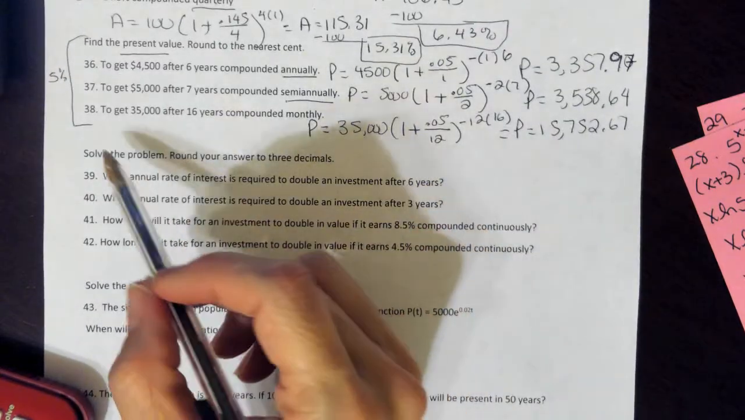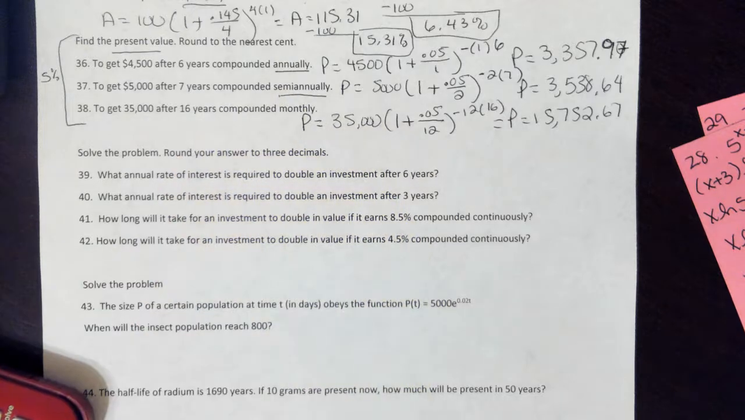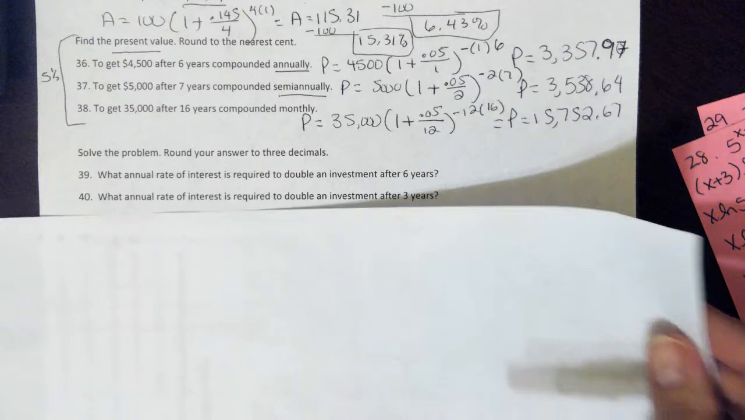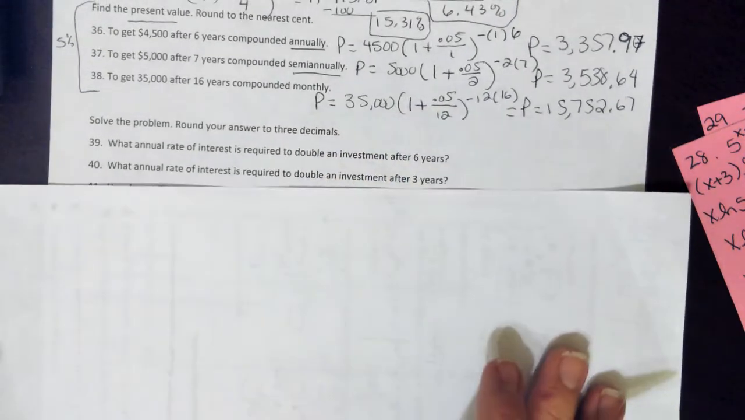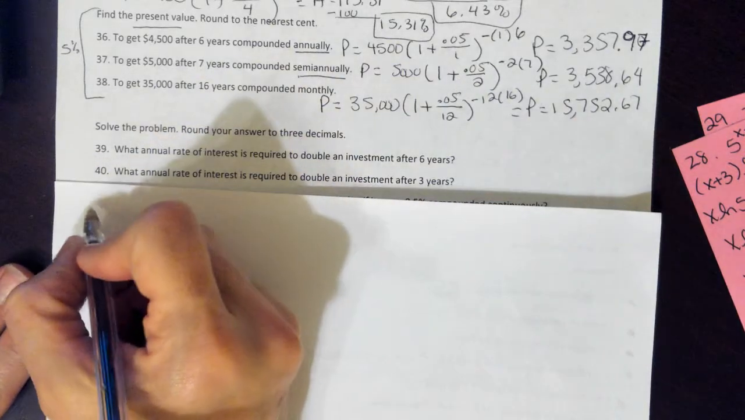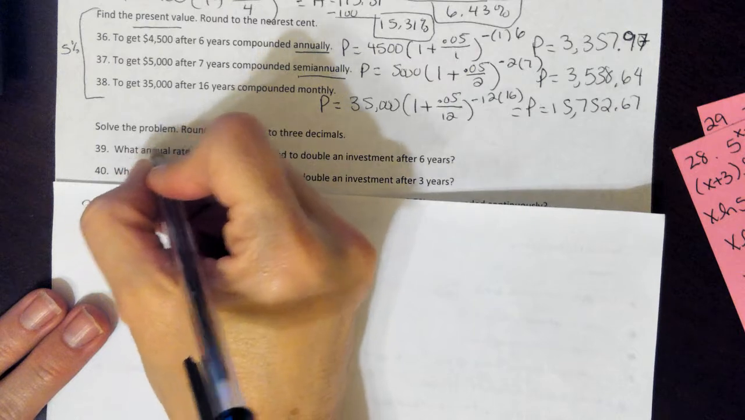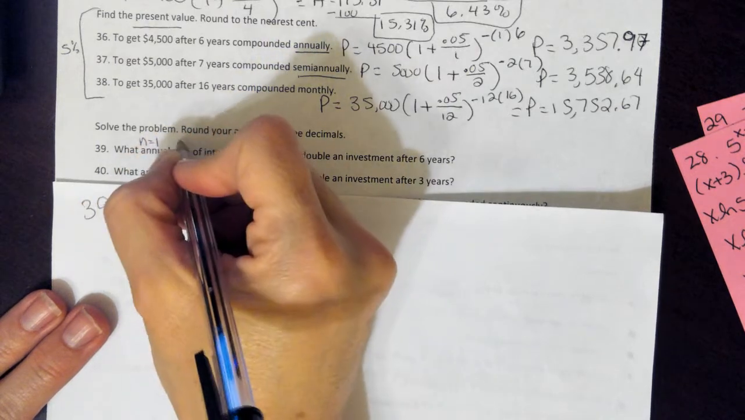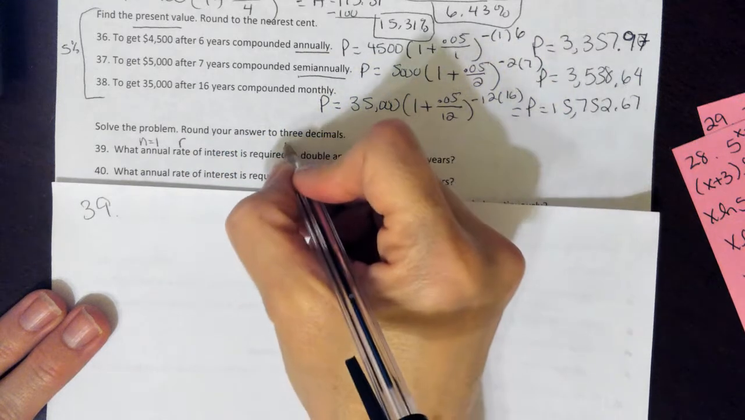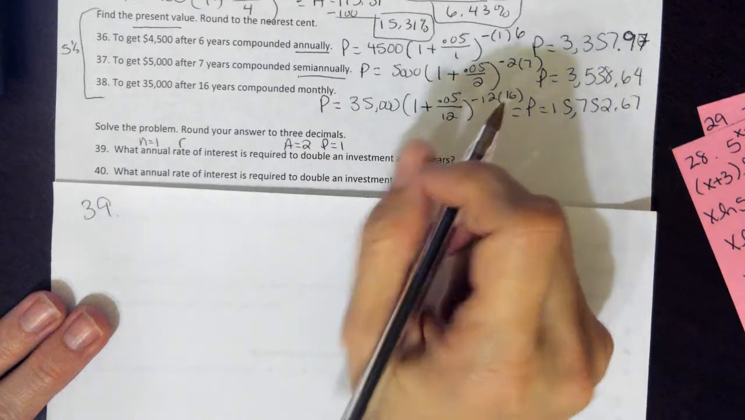Okay, 39 through 42 are asking me to find rates and how long something takes. Again, these require more paper than I gave you room for, so I'm going to solve them on a separate sheet of paper. So on 39, it says what annual rate, because it says annual, that means N equals 1. I'm looking for R. Rate of interest is required to double. Remember, double means A is 2 and P is 1 after 6 years.